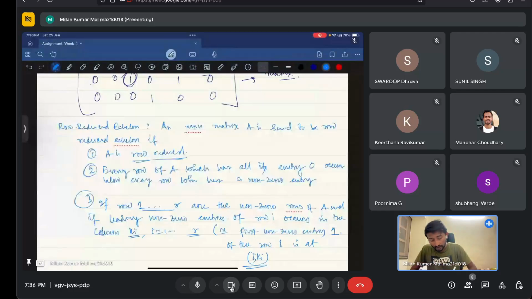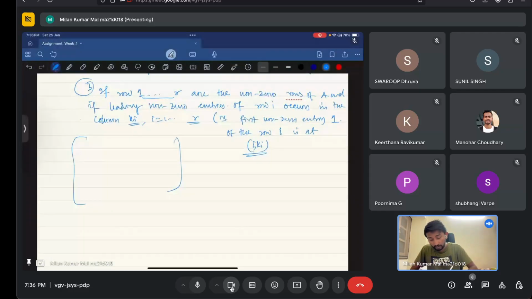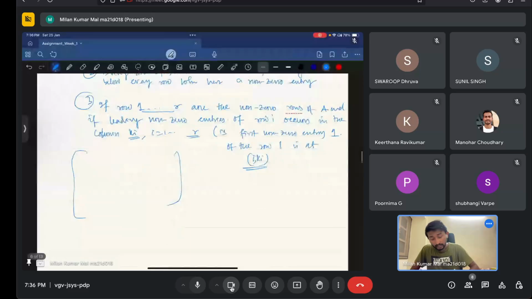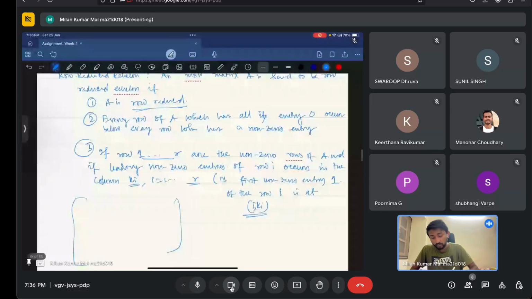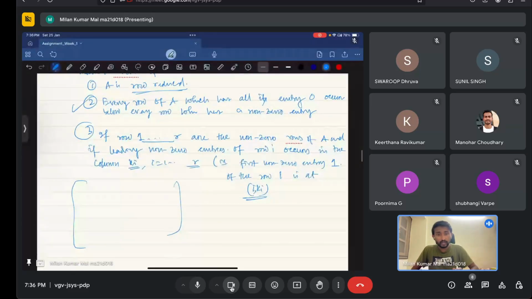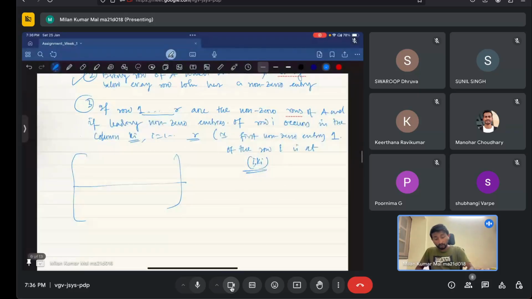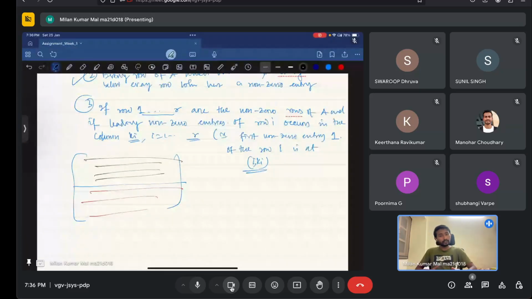Suppose we have a matrix that satisfies the first two conditions, I mean suppose the matrix was row reduced. To maintain the second condition we do the row interchange operation. So after that we have all zero rows down here and all non-zero rows up here. Each non-zero row has a non-zero entry.